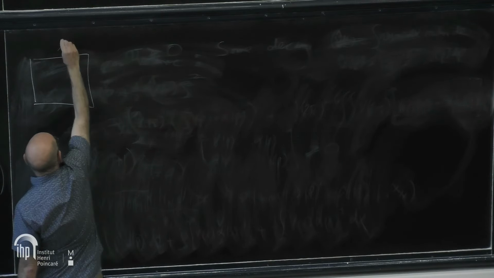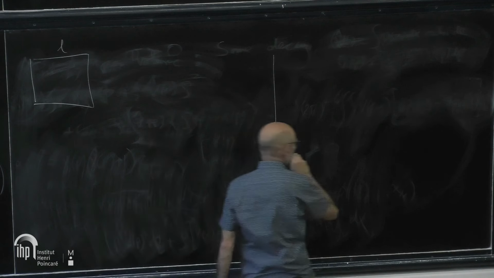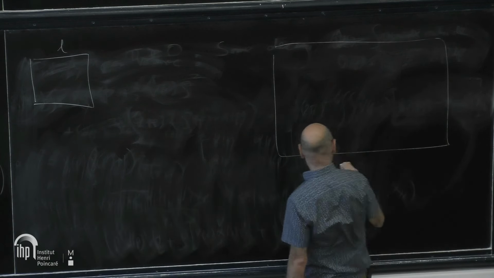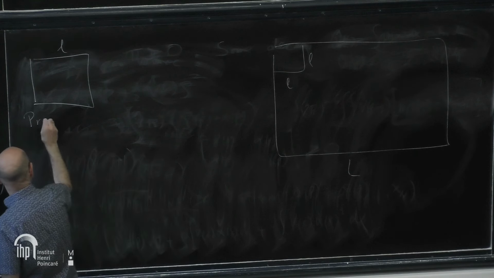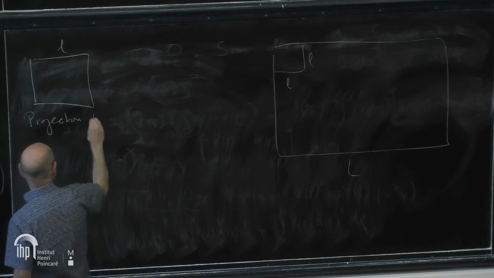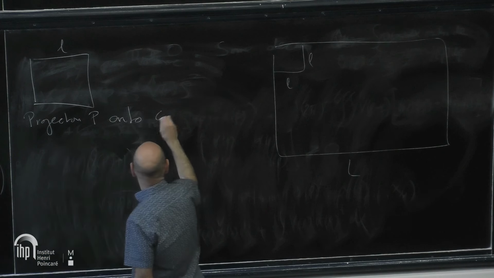So I want to think of an L, and then I have the huge box, capital L. And I've put in lots of these smaller boxes. And in here, I introduce a projection P onto constant functions.